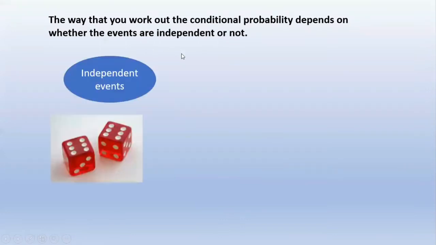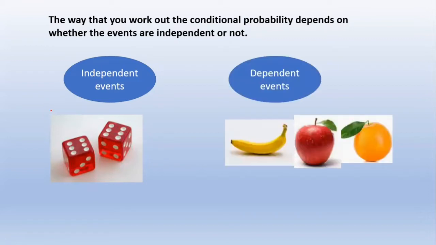The way that you work out the conditional probability depends on whether the events are independent or not. So what are independent events? Let's understand this. Here you have two dice. Say I have rolled one die. What is the probability of 6 landing on the top? It is going to be 1 upon 6. And then I roll the second die. What is the probability of 6 landing on top? Again, it is going to be 1 upon 6. So the probability of the second event happening is not affected by the first event. So these events are called independent events.